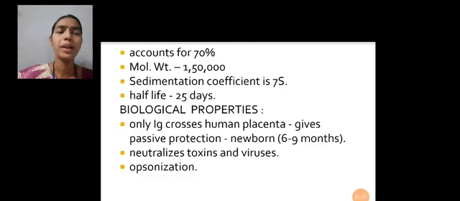Their molecular weight is 1,50,000. Sedimentation coefficient is 7s. Half-life is 25 days. Their biological properties include: these are the only immunoglobulins that cross the human placenta and give passive protection to the newborns. It neutralizes the toxins and viruses, and also it acts in the opsonization.